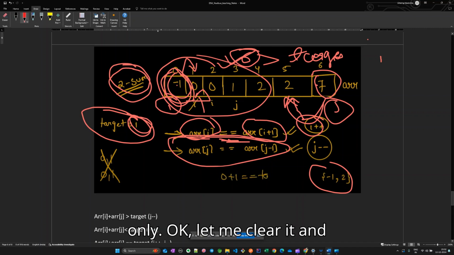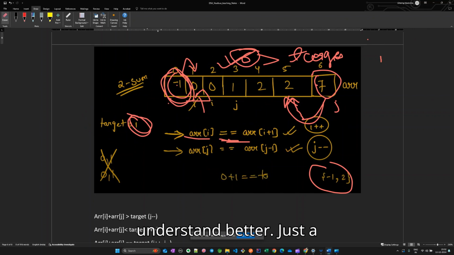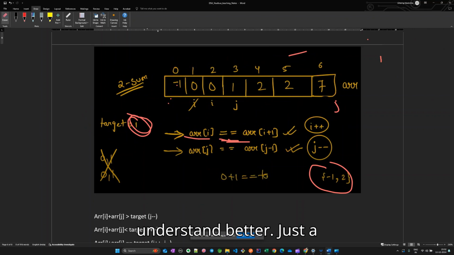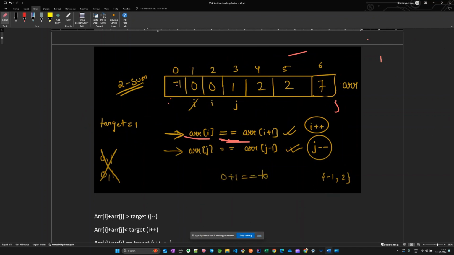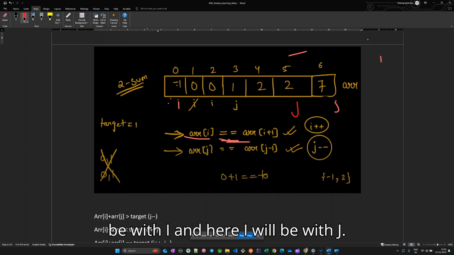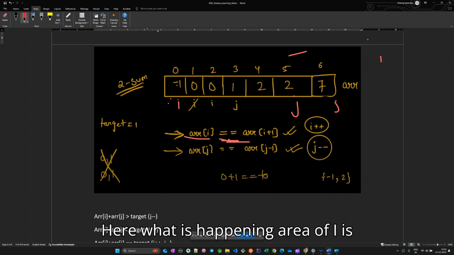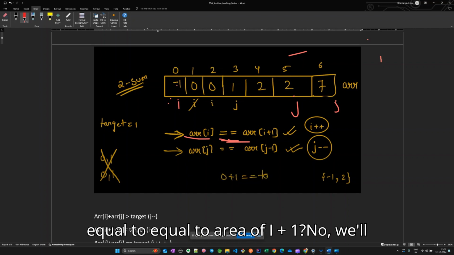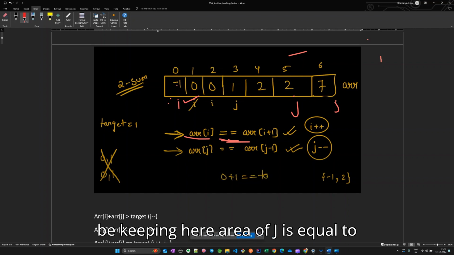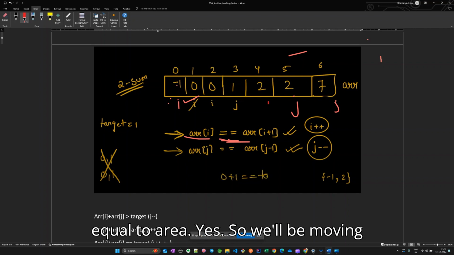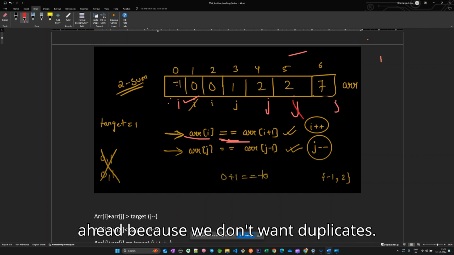Let me clear it and make you understand better. Just a second. Yeah, it is better. Okay, so here I'll be with i and here I'll be with j. Is array of i equal to array of i plus 1? No, so we'll keep it here. Is array of j equal to array of j minus 1? Yes, so we'll move ahead because we don't want duplicates.